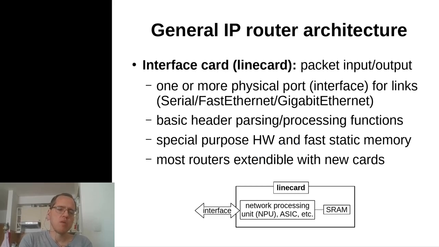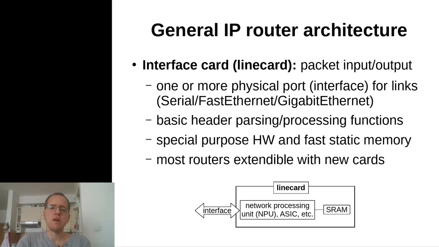Let's jump from the control plane to the data plane. The most important component of the data plane is the interface card or the line card. This provides basic packet input-output functions. Usually the line card has one or more physical ports or interfaces that allow different IP networks and different links to be attached to the router. These are the serial, fast Ethernet, gigabit Ethernet, and things like that. These are the standard Cisco names for the different types of technologies that we might use in these different links.